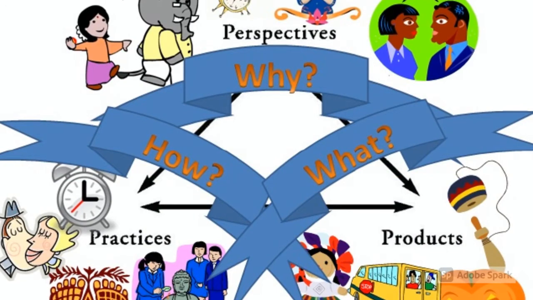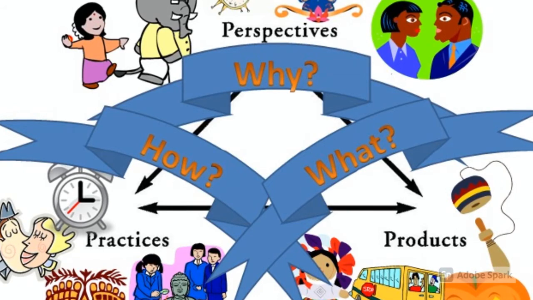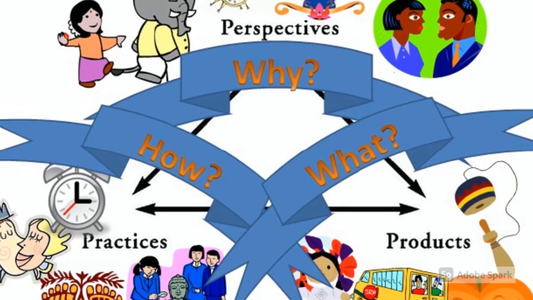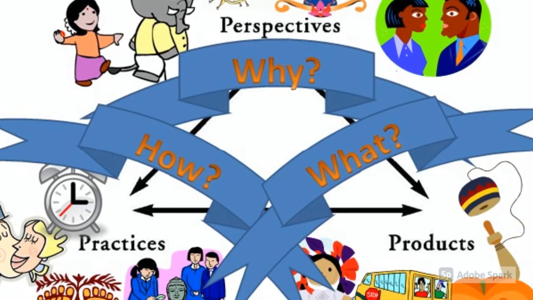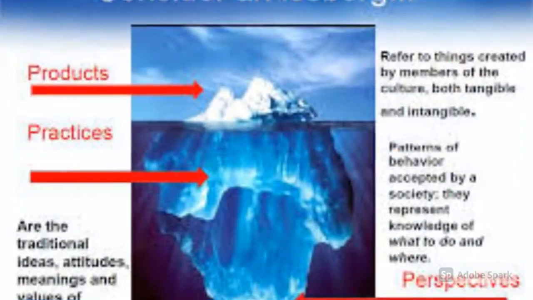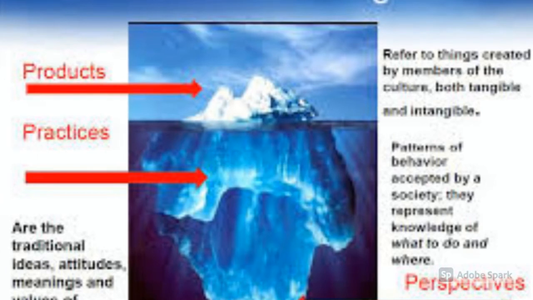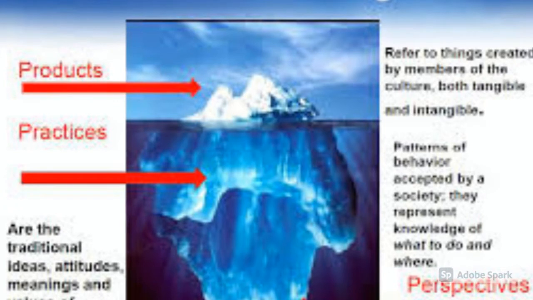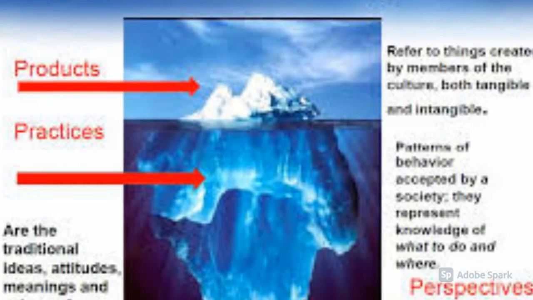Relating cultural practices and products to perspectives means learners use the target language to identify, describe, and explain the practices and products of the cultures studied, as well as the cultural perspectives they suggest. Products refer to things created by members of the culture. Practices are the traditional ideas, attitudes, meanings, and values of that society. Perspectives are patterns of behavior accepted by a society.